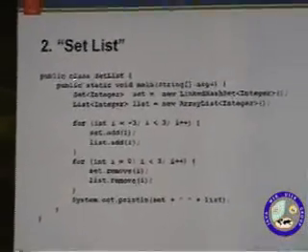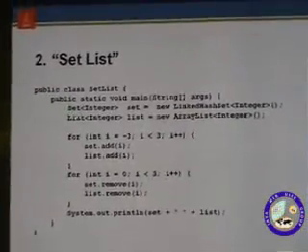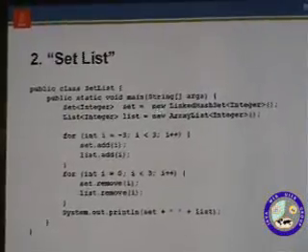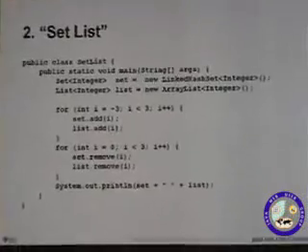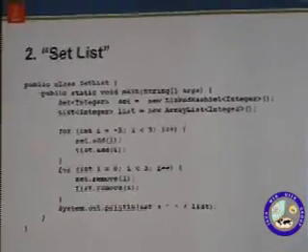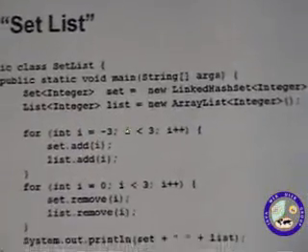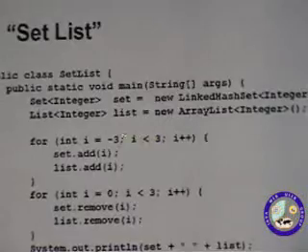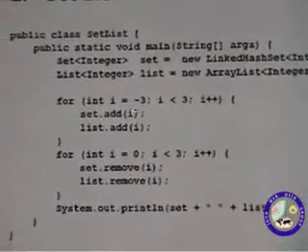So this class is really composed of just the main method. It starts out with a set of integers, which is a linked hash set, which, if I recall, keeps its elements in order, right? It does, yes. And then we have a list, which is an array list, which also keeps its elements in insertion order. So for every int value from -3 up through, let's say, less than 3, so -3 up through 2, we put that value into the set.